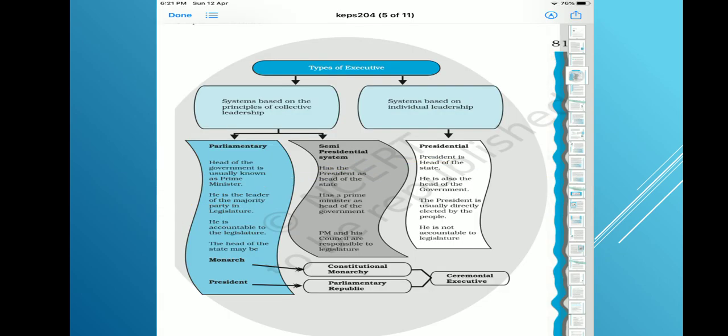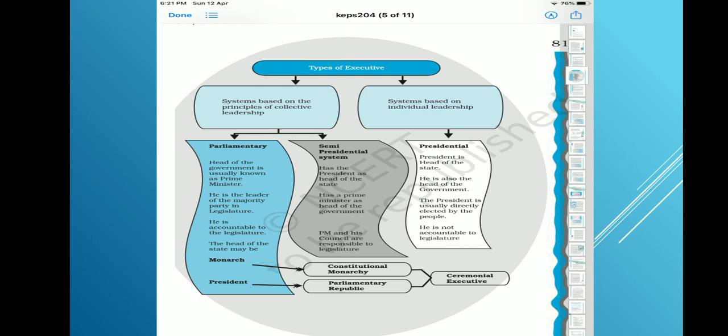Now, if you see this diagram of the types of executive, the first is the system based on the principle of collective leadership. In collective leadership, there are two types of executive: parliamentary and the semi-presidential system. While the system based on individual leadership, where the president has the whole power, is the presidential type of executive.